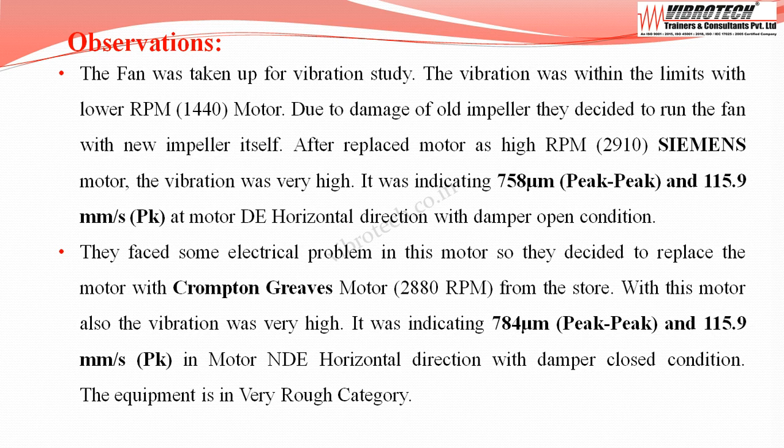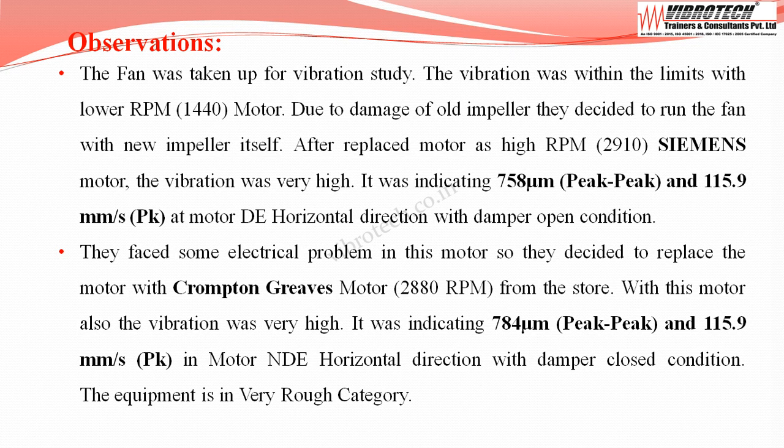The vibration was within the limits with the lower RPM motor. Due to damage of the old impeller, they decided to run the fan with the new impeller itself. After replacing the motor with a high RPM Siemens motor, the vibration was very high. It was indicating 7580 microns and 115.9 millimeters per second at motor DE horizontal direction with damper open condition.